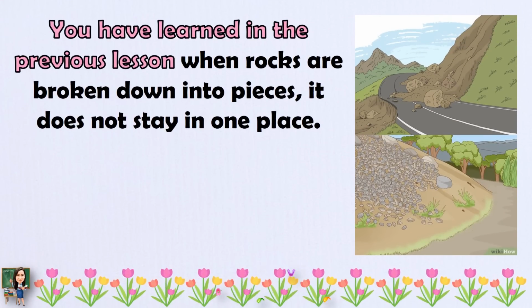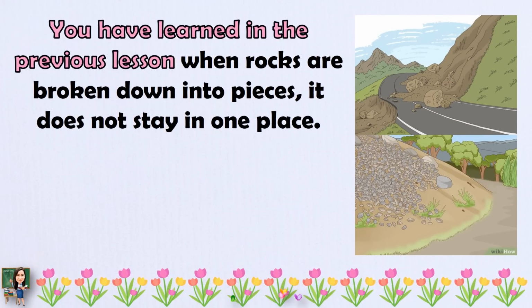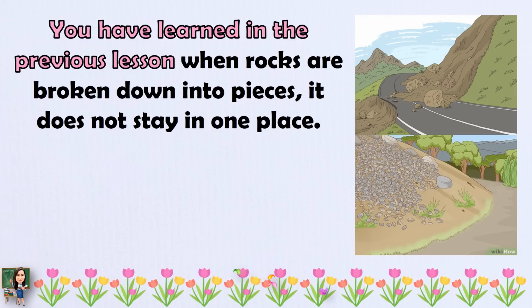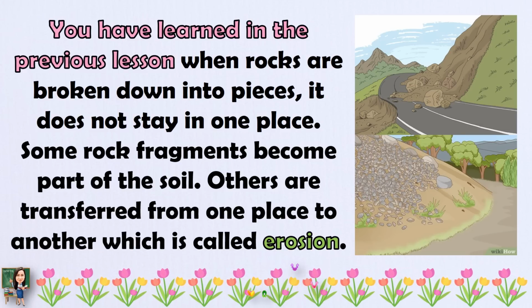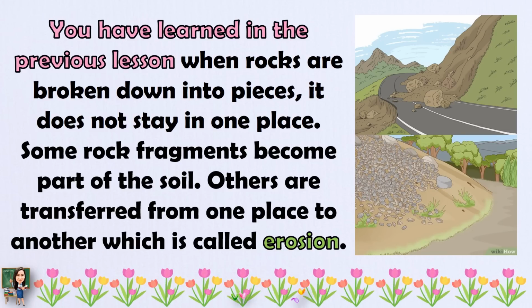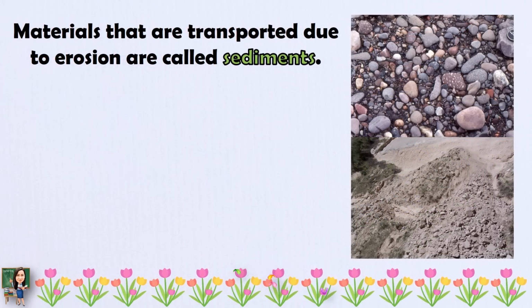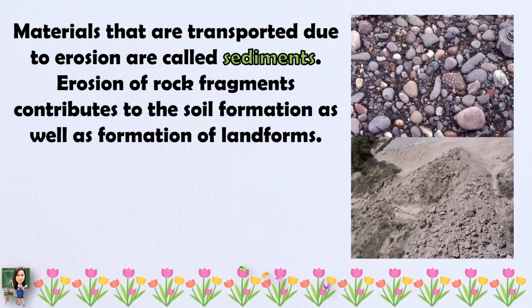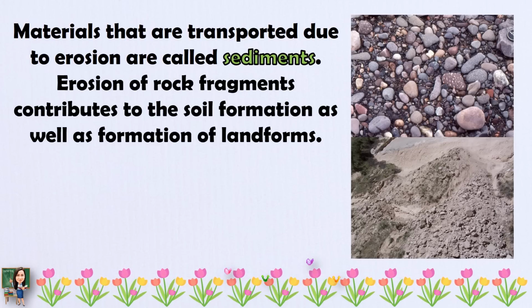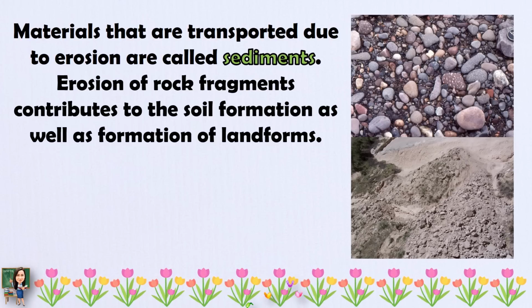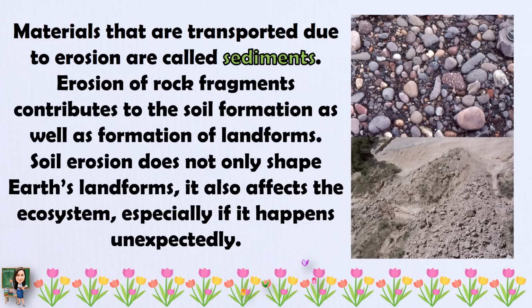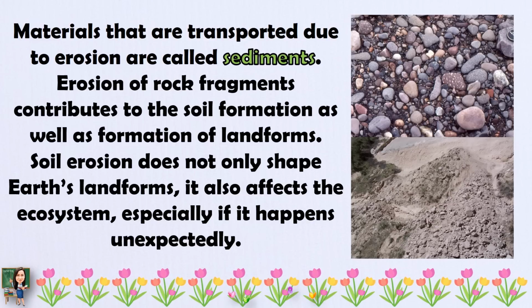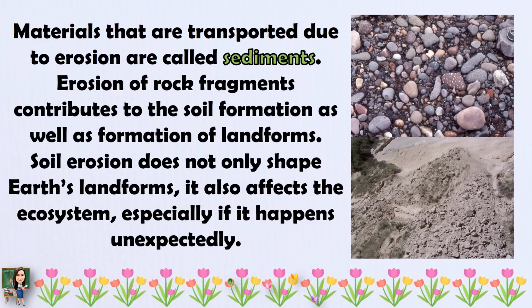You have learned in the previous lesson, when rocks are broken down into pieces, they do not stay in one place. Some rock fragments become part of the soil. Others are transferred from one place to another, which is called erosion. Materials that are transported due to erosion are called sediments. Erosion of rock fragments contributes to soil formation as well as formation of landforms. Soil erosion does not only shape Earth's landforms, it also affects the ecosystem, especially if it happens unexpectedly.